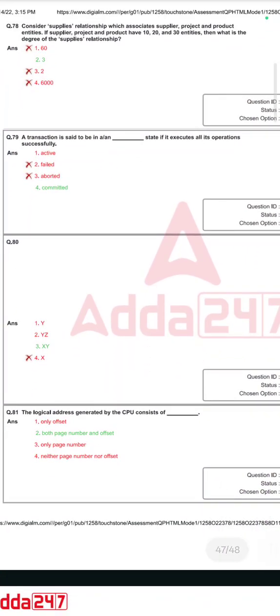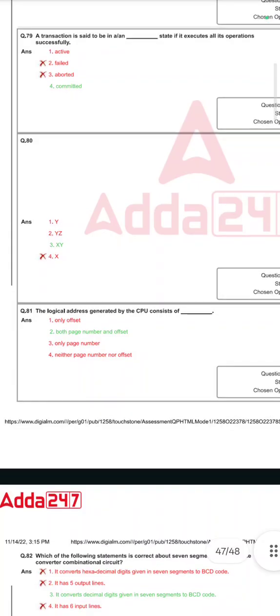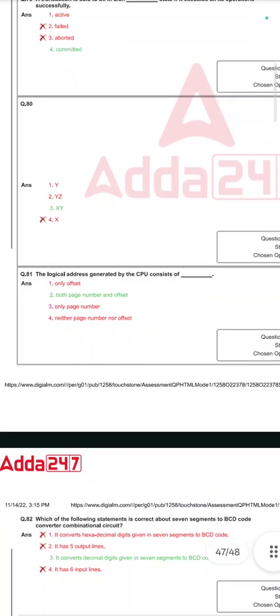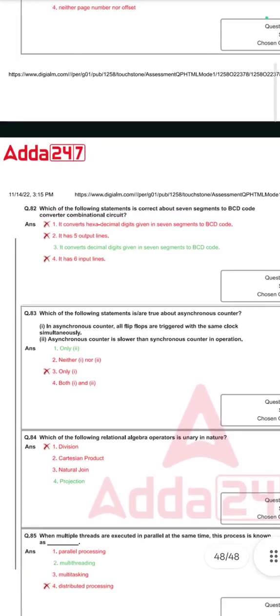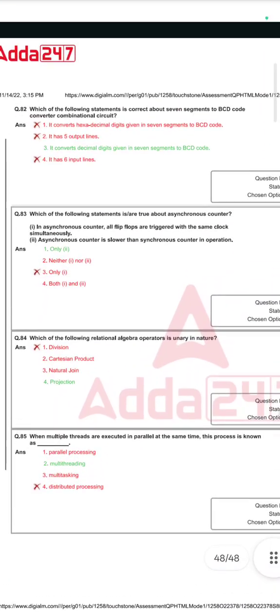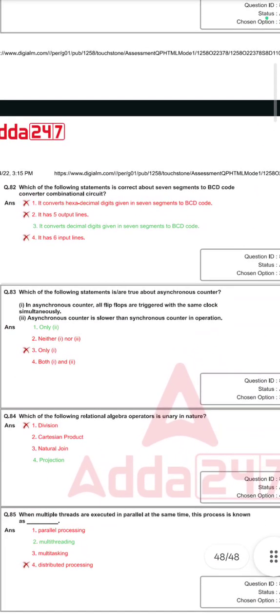The logical address generated by the CPU consists of both page number and offset. Okay, 82. Last one. Which of the following statements is correct about 7 segment to BCD code?